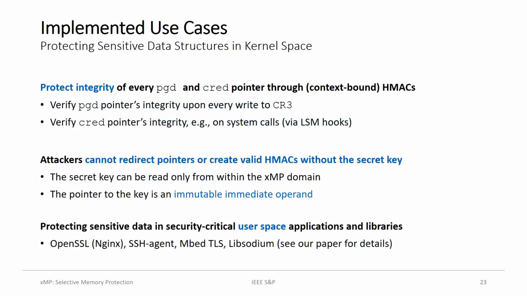Also, we extend the kernel's process and thread creation functionality to protect the integrity of each pointer to the process page tables and credentials. For instance, we equip the thread's PGD pointer to the root of page tables with an hmag and verify its value on every context switch. The same applies for every pointer to the cred data structure. In this way, we prevent attackers not only from illegally modifying the contents of both data structures, but also from redirecting their pointers.